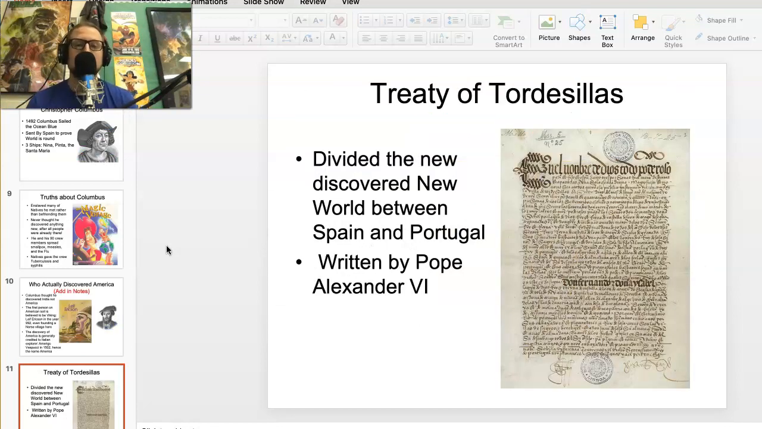The first treaty that we learn in here is the Treaty of Tordesillas, that divides the New World between Spain and Portugal. It was written by Pope Alexander VI. When I say the New World, I'm referencing North America.